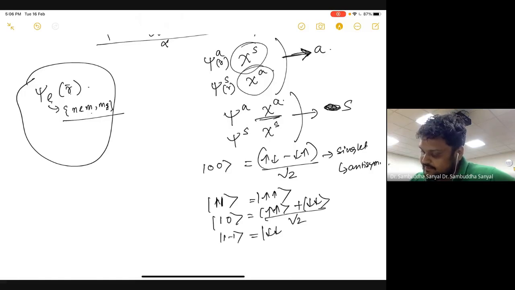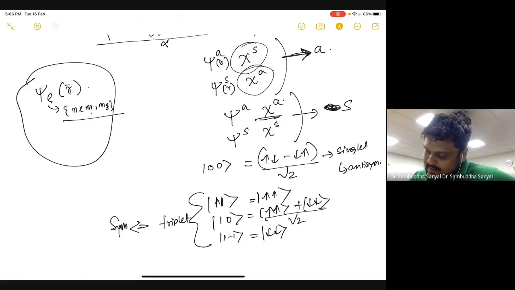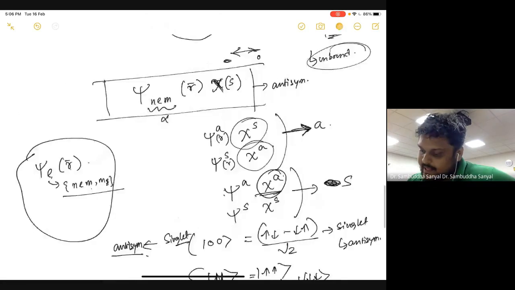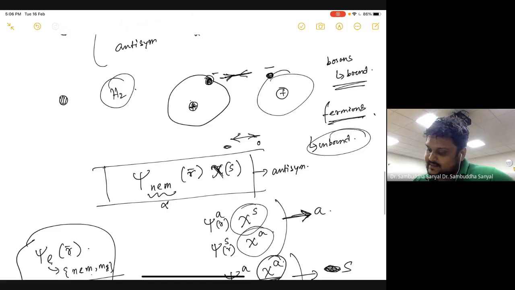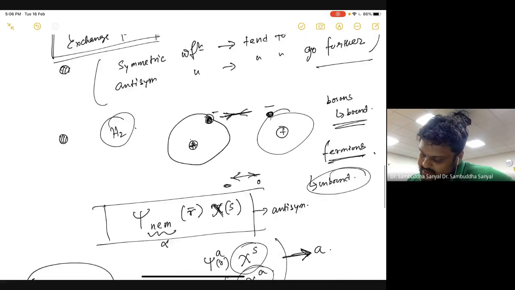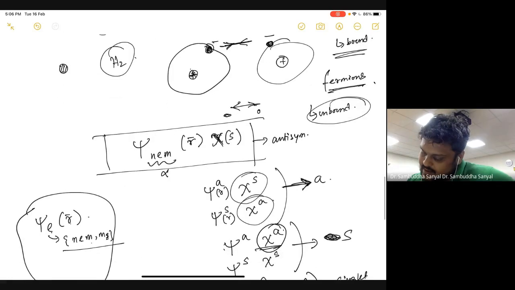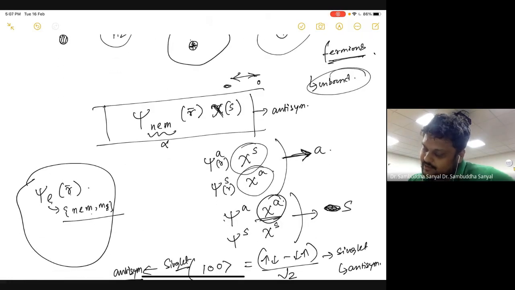So this triplet is a symmetric wave function, and this singlet, which is total spin 0, is an anti-symmetric wave function. So now if this part is anti-symmetric, then this part can be anti-symmetric, and that means... am I screwing up something? I want this to be symmetric. Oh, okay. Yeah, that's what I'm screwing up.